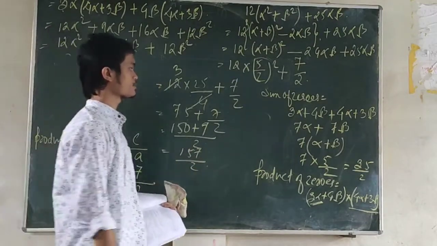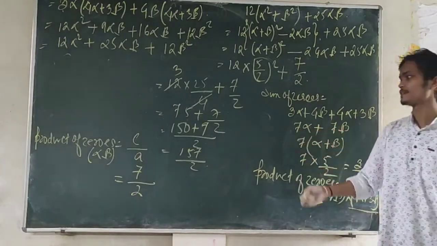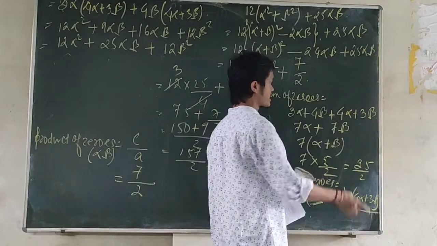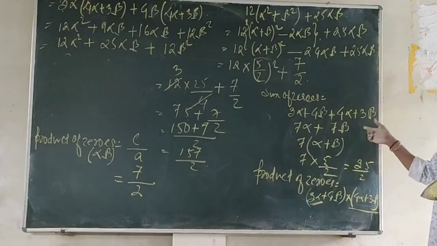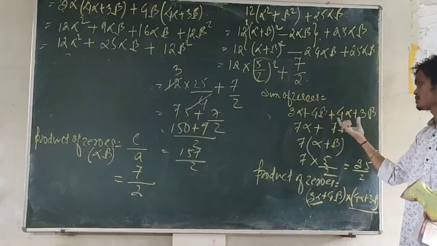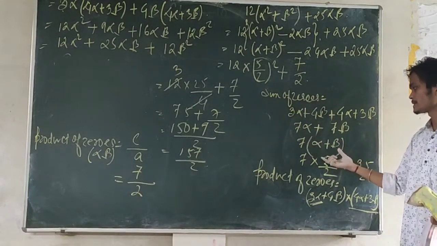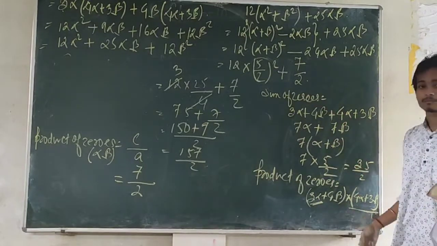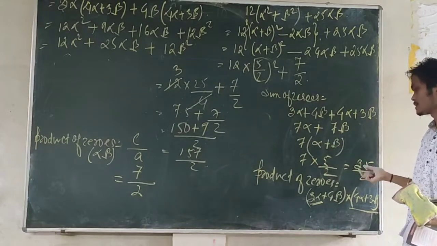So the sum of the zeros we got is 35 by 2, and the product of the zeros we got is 157 by 2. How have we taken out the sum of the zeros? Given zeros are 3α + 4β and 4α + 3β. We added these two zeros and got 7α + 7β, taking 7 common, 7(α + β). The α + β value was 5 by 2, which we got from the previous given equation. So putting the value, we got 35 by 2.